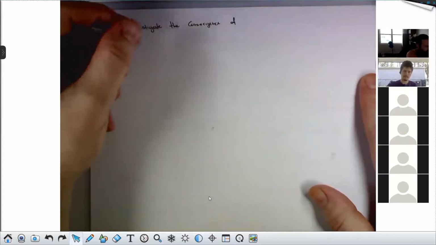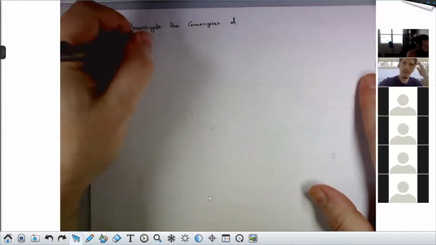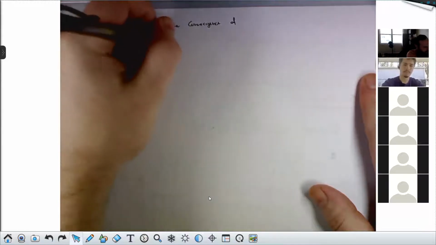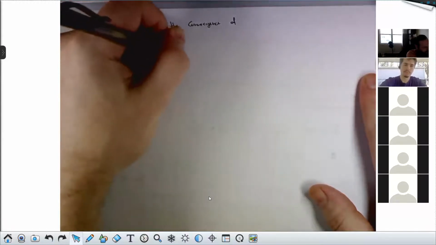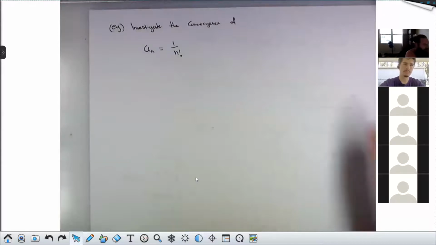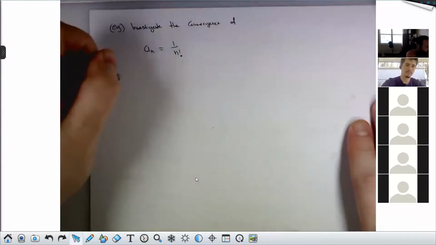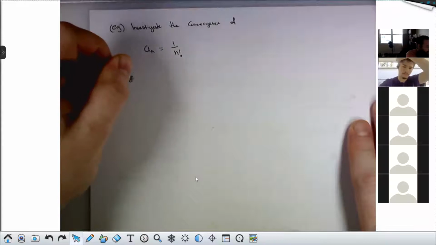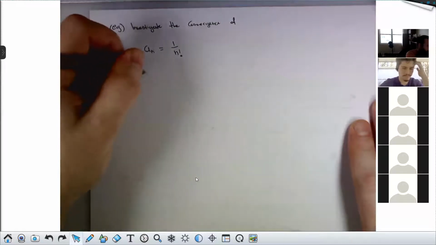Where do we want to start here? How about this guy? I can look at the first few terms, and if you're having a hard time figuring out what a sequence does, it's wise to look at the first few terms.